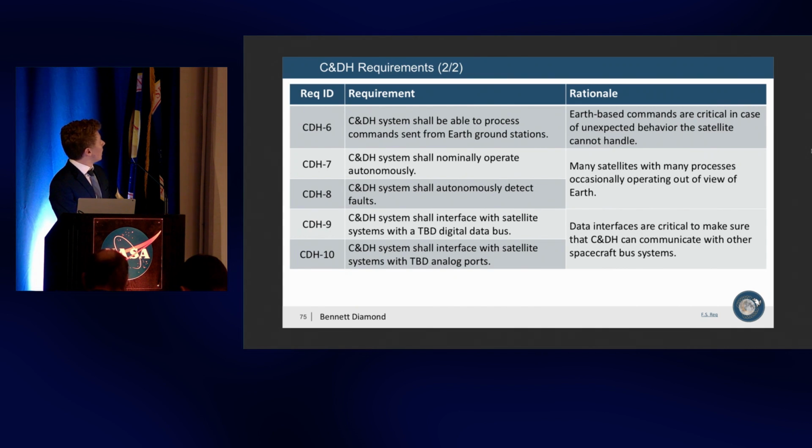CDH9 and CDH10 are also a pair. The CNDH system shall interface with satellite systems with a to-be-determined digital data bus, and the CNDH system shall interface with satellite systems with a to-be-determined number of analog ports. This is very much a component-level driven requirement, so we will need to figure out when we start selecting components exactly the data bus that they are able to communicate on, and that will drive what processor or onboard computer we select to make sure that it can handle that specific data bus.